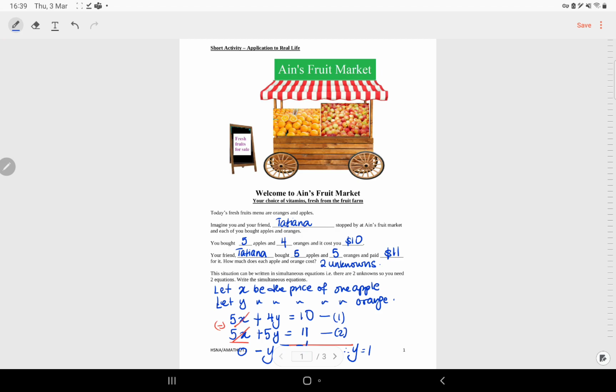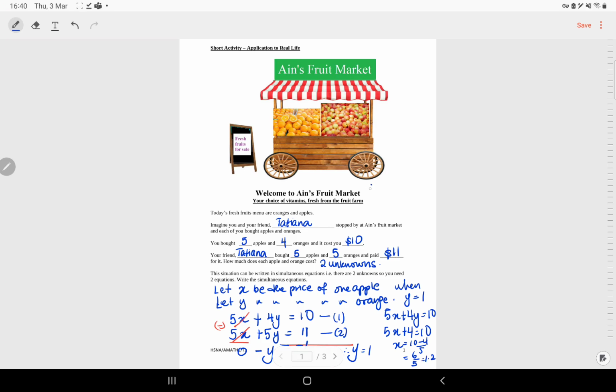So y is basically the price of one orange. So that would be $1. Now I need to find the price of an apple. When y equals 1, substitute in one of these equations. Let's just take 5x plus 4y equals 10. So 5x plus 4 equals 10. x is equal to (10 minus 4) over 5. That will be 6 over 5. Sorry guys, I'm squeezing in here. So x is 6 over 5, that's basically 1.2.